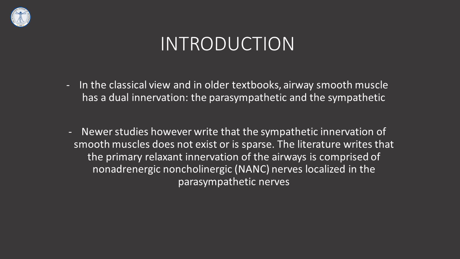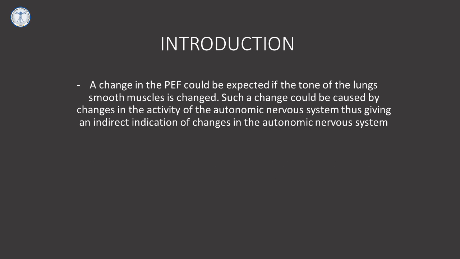muscles in the airways. In the classical view and in older textbooks, airway smooth muscle has a dual innervation, the parasympathetic and the sympathetic. Newer studies, however, write that the sympathetic innervation of smooth muscle does not exist or is sparse. The literature writes that the primary relaxant innervation of the airways is comprised of non-adrenergic, non-cholinergic nerves localized in the parasympathetic nerves. The aim of this study is to investigate if there are indications that spinal manipulations can influence peak expiratory flow of the lungs.